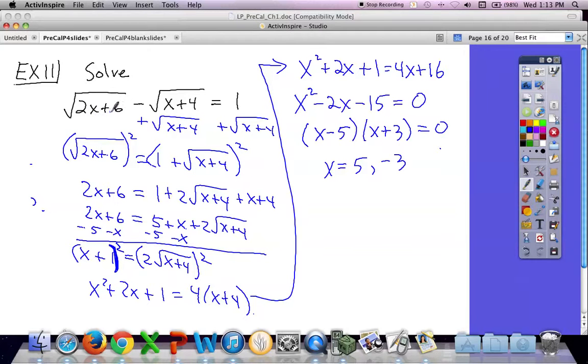Put in a negative 3. 2 times negative 3 plus 6, that's 0. So that's 0. Negative 3 here is going to give us the square root of 1, which is 1, but it's got a negative in front. Negative 1 equals 1. No. So this is extraneous.